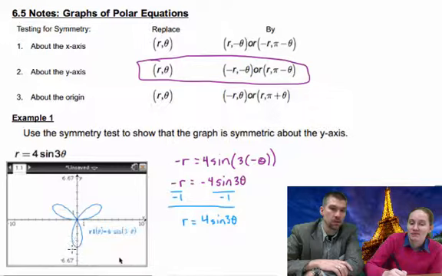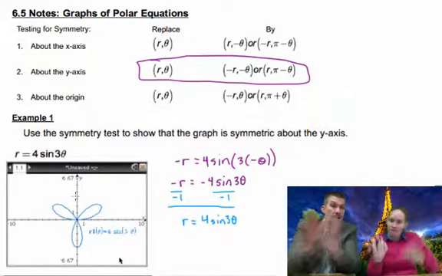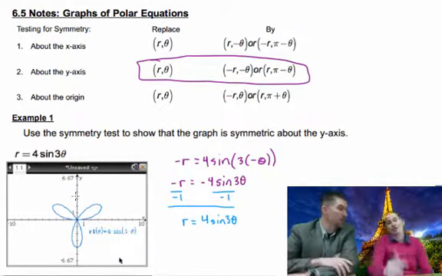If you look, it has symmetry along the y-axis because we can fold it in half, and it's going to be the same mirror image on each side.